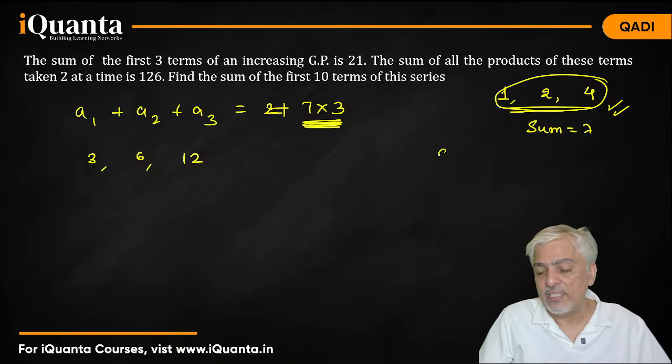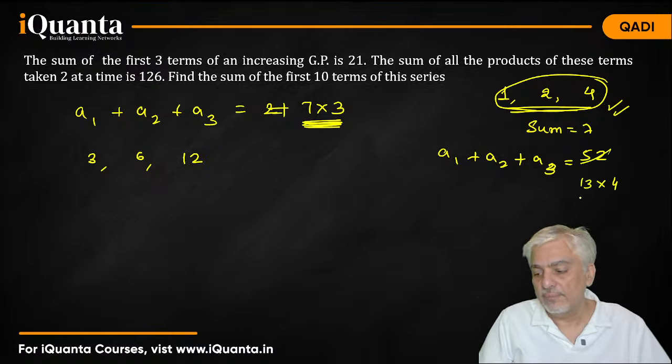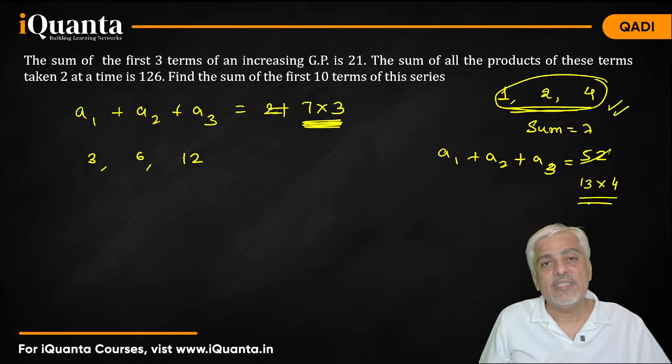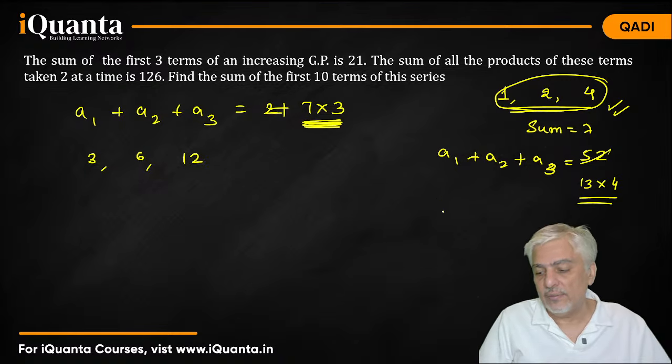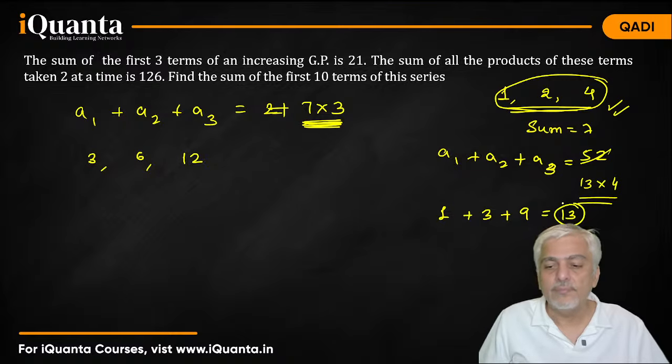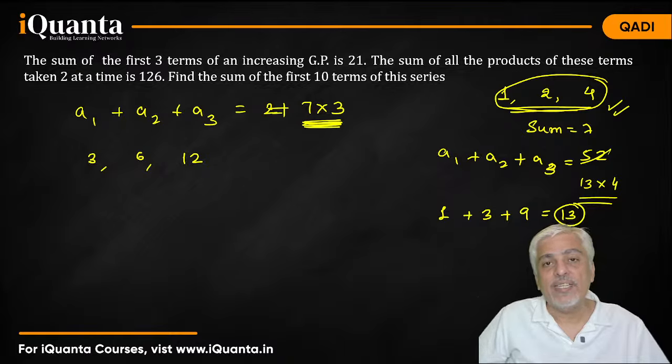In the same way, in CAT this time a question came, everybody pay attention, in which the sum of all 3 numbers of a GP was 52. 52 is 13 fours. When there is 13, you have to think R can be 3, because 1 plus 3 plus 9 is 13. You are not paying attention to the method which I am teaching. Everybody is bothered about their answer. 1 plus 3 plus 9 is 13.